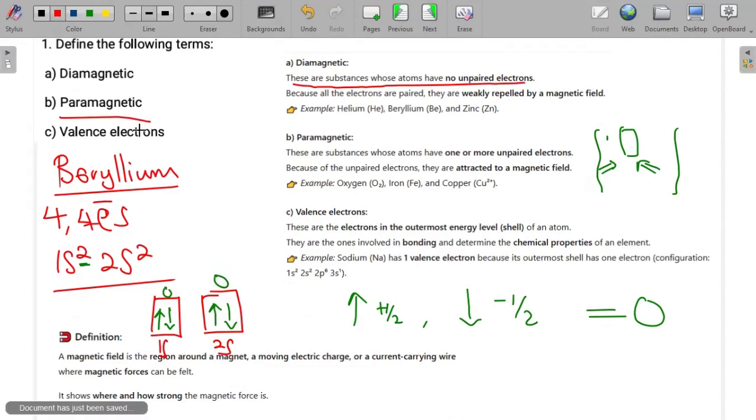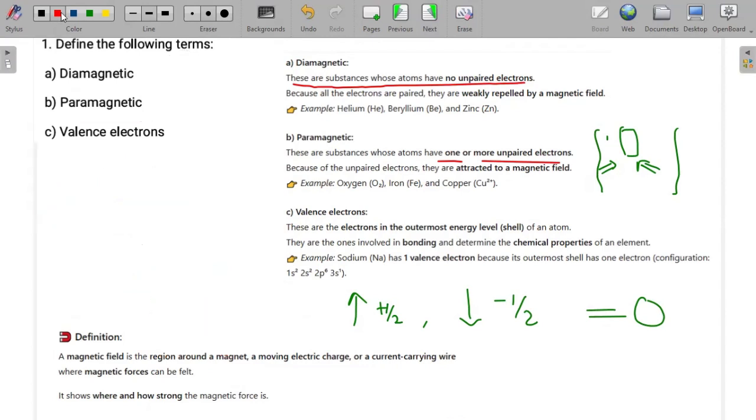Then what is paramagnetic? Paramagnetic is the opposite of diamagnetic. These are substances whose atoms have one or more unpaired electrons. A good example is sodium. Sodium has 11 electrons, so its electronic configuration is 1s2, 2s2, 2p6, and then 3s1.